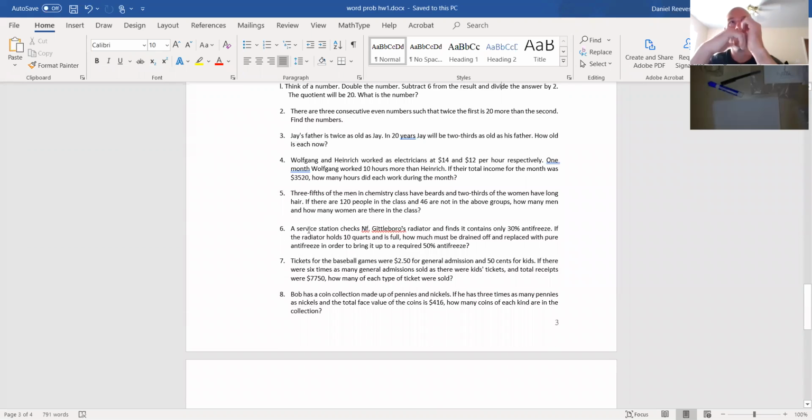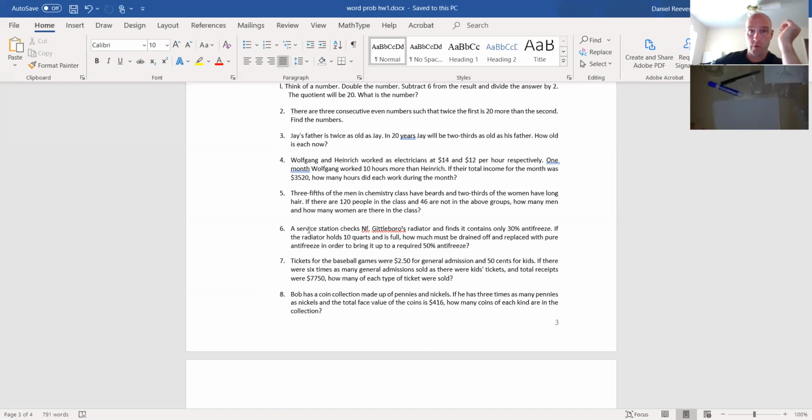A service station checks someone's radiator and finds it contains only 30% of antifreeze. If the radiator holds 10 quarts and is full, how much must be drained off and replaced with pure antifreeze in order to bring it up to a required 50% antifreeze? This one's a little bit of a tougher mixture problem because of that drained off and replaced.